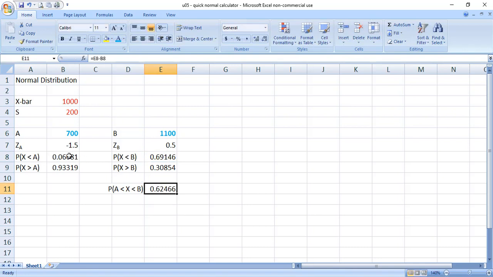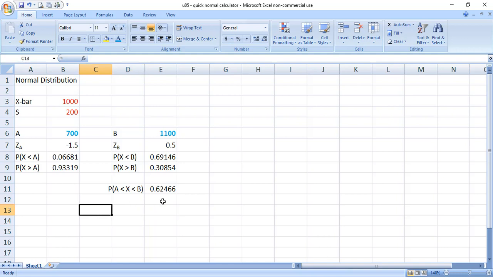Okay, so there's 62%. So 6% of my data falls to the left of 700, 69% of my data falls to the left of 1,100, and therefore 62% falls between 700 and 1,100. So that's basically how I do my basic calculations. The values I'm typically interested in is that one, but not necessarily. It could be any. I could be looking at the probability of being greater than b, and that's the 30%. But when I have an a and a b, usually it's the probability between the two that I'm interested in.